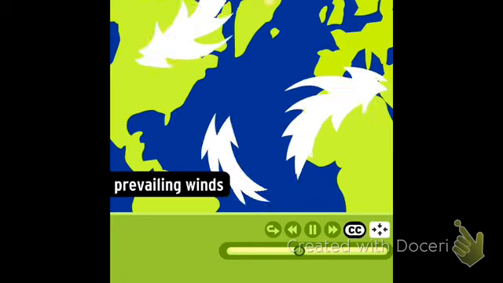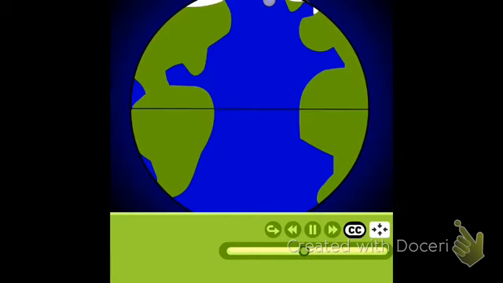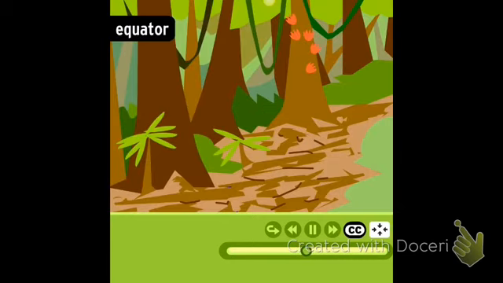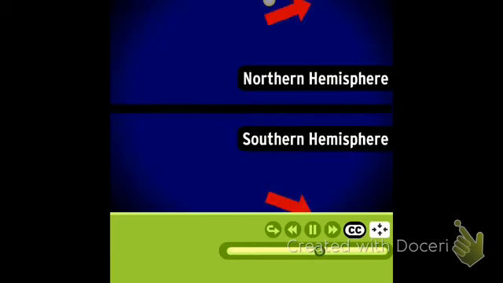Prevailing winds blow all the time over a particular part of the world. They're constant because the equator always gets more direct sunlight than the poles, and that creates a pressure difference. Warm air moves away from the equator towards the poles, where it cools off. Their direction is affected by the Earth's rotation. Winds in the northern hemisphere are deflected to the right, and they turn to the left in the southern hemisphere.